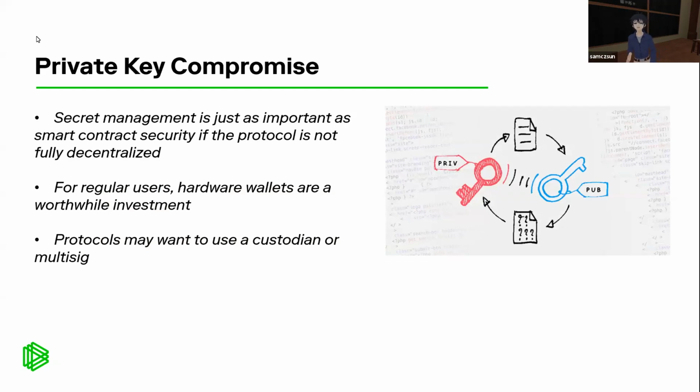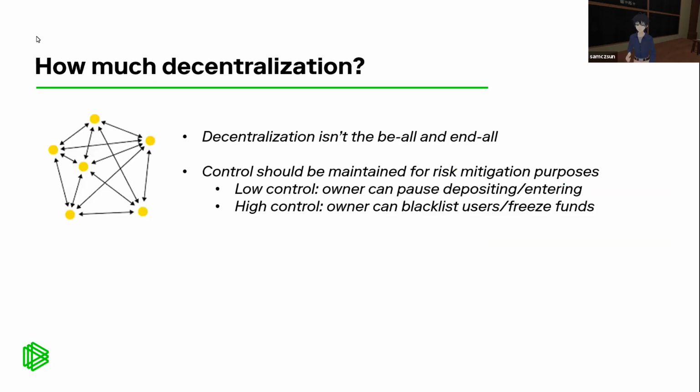Now, what this incident showed us was that for DeFi protocols, secret management is just as important as smart contract security, especially if your protocol is not fully decentralized. So, if you're running a very small protocol, or if you're just a user, you might consider using a hardware wallet. While if you've got billions of dollars of TVL, of total value locked, you might consider using custodian or multi-sig instead. But it also raises the question of how much decentralization do you actually need?